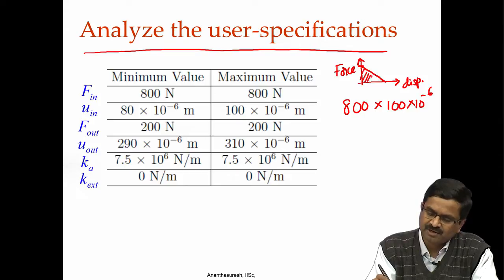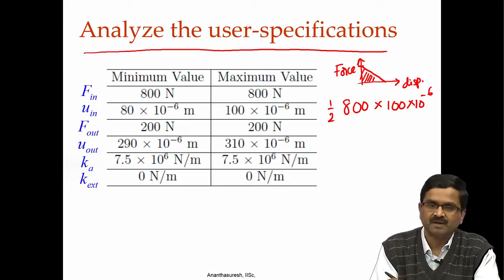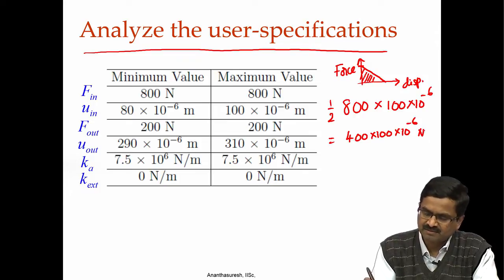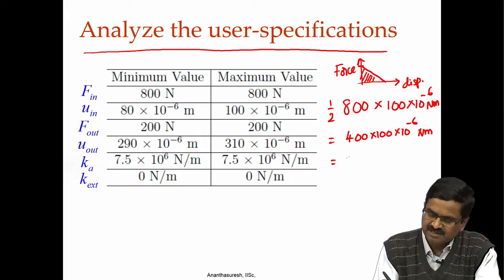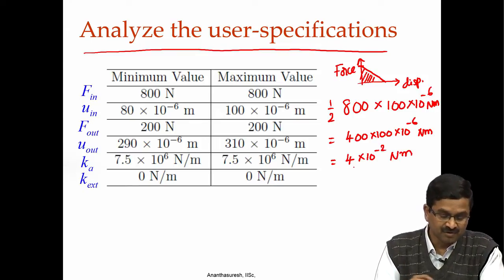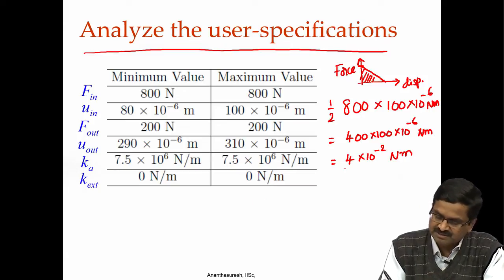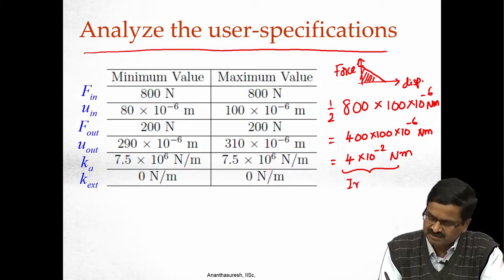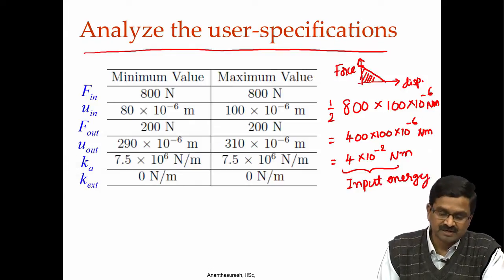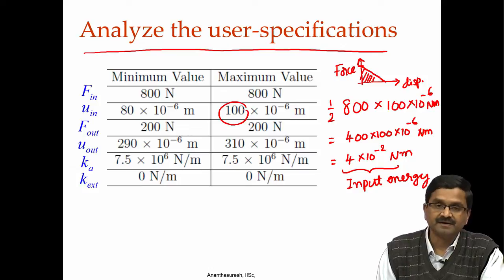So, the area under this is the input energy, we have to divide by half. If we do that, it will become 400 into 100 10 power minus 6, the units are Newton meter, right, because you put this all in Newton and meter units. That means what do we get here? 4 into 10 power minus 2 Newton meter, that is what we get here. And this is the input energy. That is what our actuator is able to deliver over the maximum displacement of 100 microns.